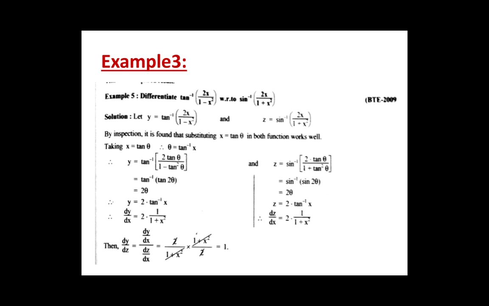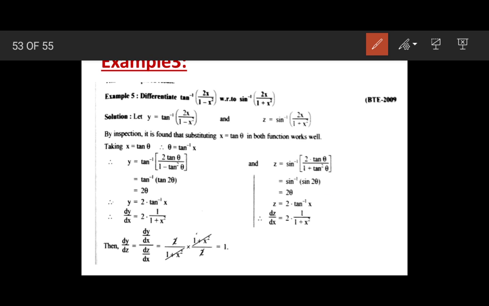Now after getting dy upon dx and dz upon dx, next we have to find dy upon dz. Then dy upon dz will be dy upon dx divided by dz upon dx. Now let us substitute. dy upon dx is 2 upon 1 plus x square divided by dz upon dx, which is again 2 upon 1 plus x square. So the terms will cancel out and we get the answer as 1. So dy upon dz is 1.